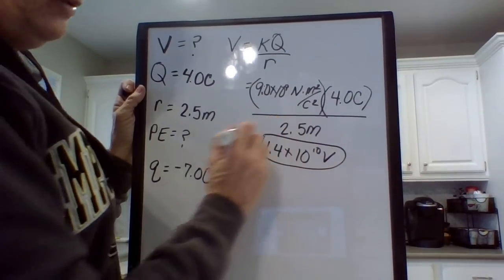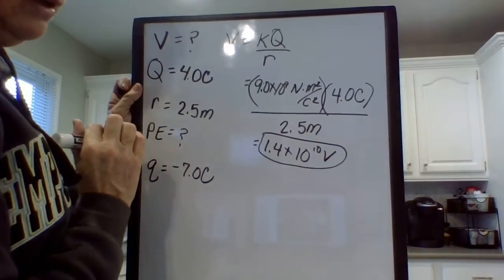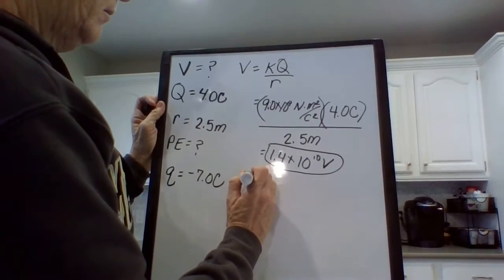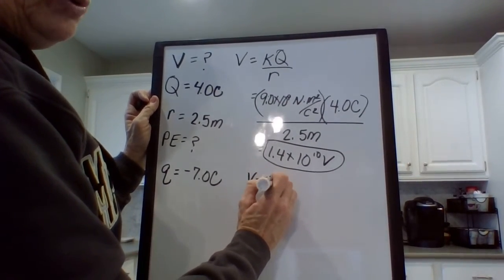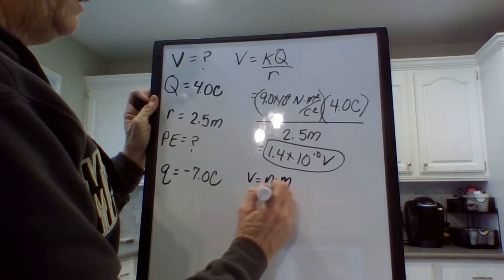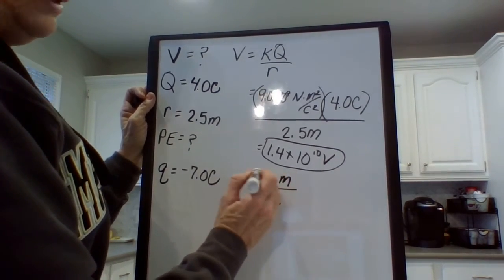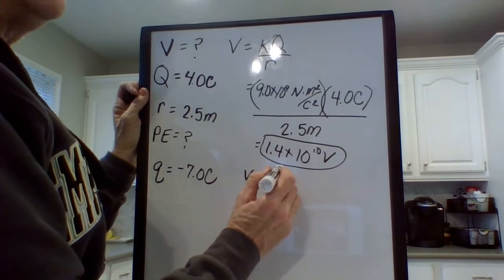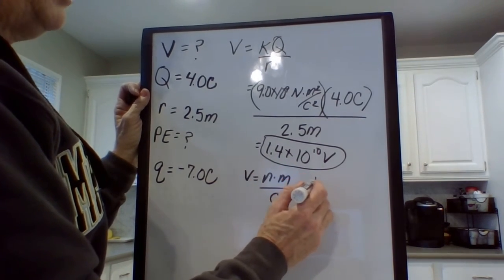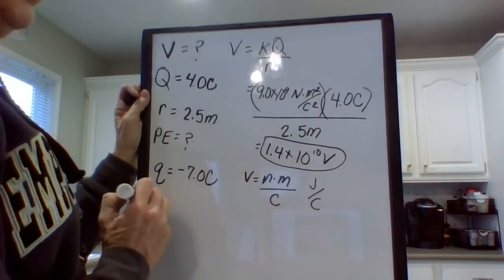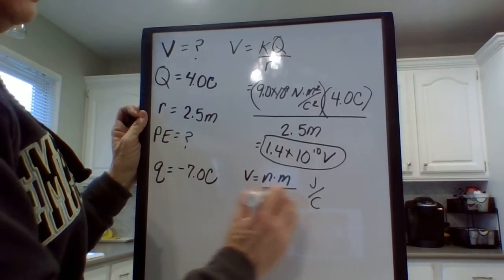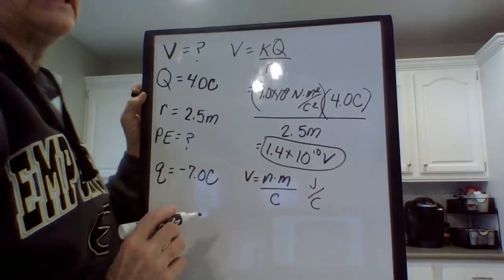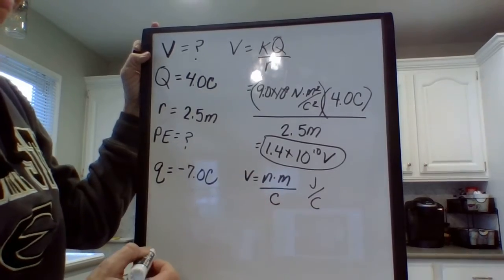All of the units can get kind of confusing, but a volt is the same as a Newton times meters per coulomb. Newton times meter, you should recognize as a joule. So it's also the same as joules per coulomb. That's what a volt is. So the units will cancel out and you're left with that.